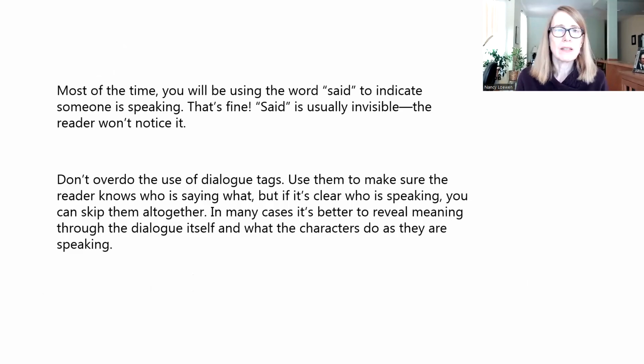So another thing to keep in mind is that most of the time you're going to be using the word said to indicate that someone is speaking. That is just fine. Said is considered invisible. Readers aren't going to notice it unless you use it frequently when you don't need to. Here, it says if it's clear who is speaking, you can skip them altogether. So don't hesitate. If the reader knows who is saying what, and isn't going to pause and need to figure it out, you don't have to have a dialogue tag. It's sometimes good to have a variety, where you have a said, nothing at all, or an action. That can be really effective.